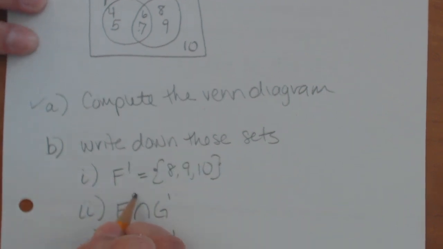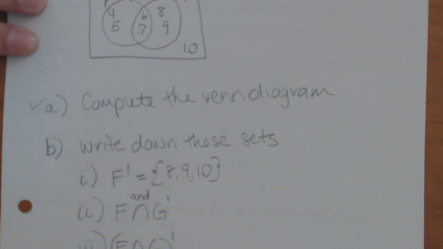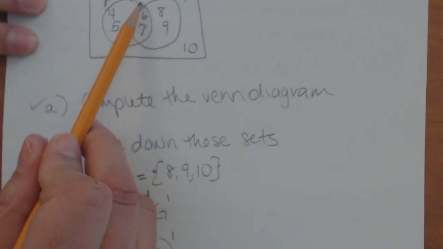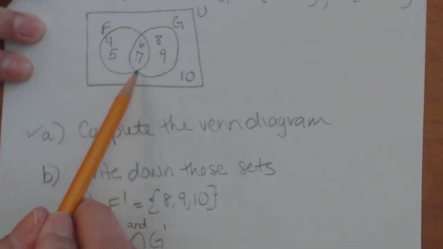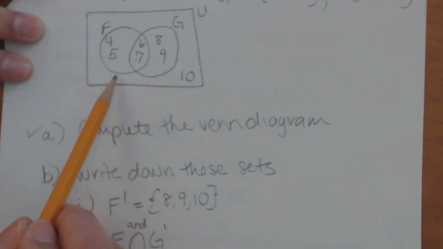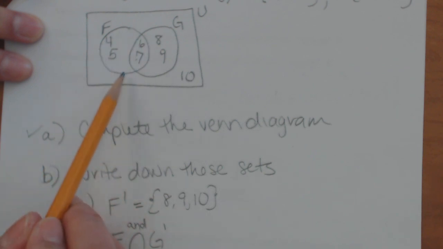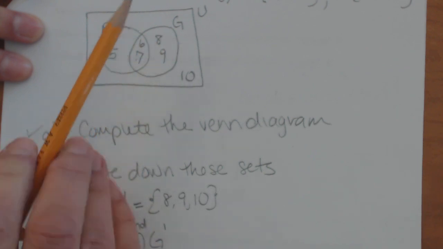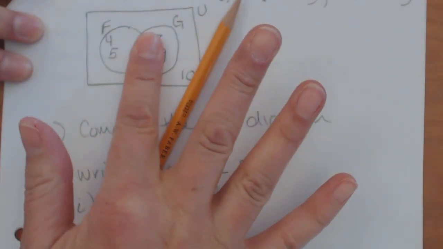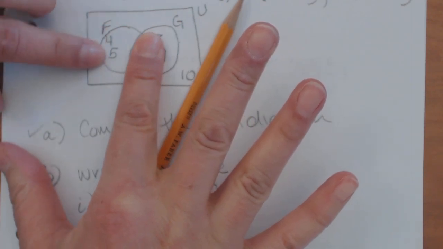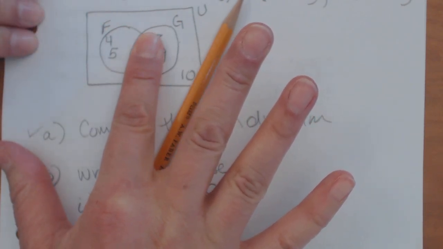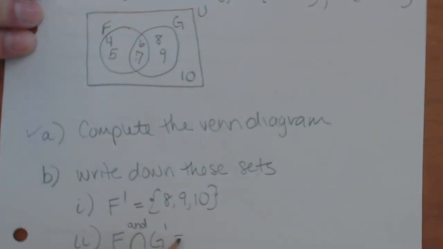Okay. Now, if you're not used to what these symbols mean, you can write a little "and" up above there. So this is F and not G. So we have to look. It has to be F. So here's the F circle right here, but it cannot include G, not G. So 6 and 7 belong to G, so we can't use those. So I'm going to put my little finger over it. So the only numbers that are in F and not G are 4 and 5. So brackets 4 and 5.